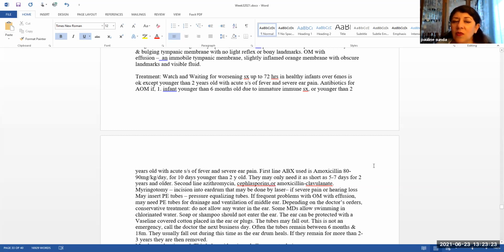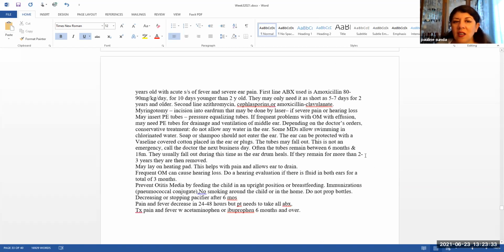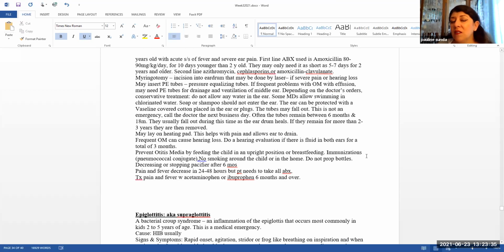So antibiotics for acute otitis media if the infant is younger than 6 months of age due to the immature immune system, or younger than 2 years of age with acute signs and symptoms of fever and severe pain, as I mentioned earlier. The first line antibiotic is amoxicillin, 80 to 90 milligrams per kilo a day, typically for 10 days, then younger than 2 years old. They may only need it as short as 5 to 7 days for 2 years old and over.